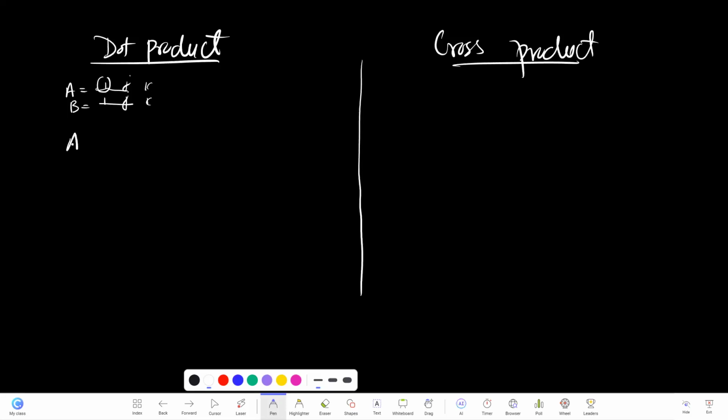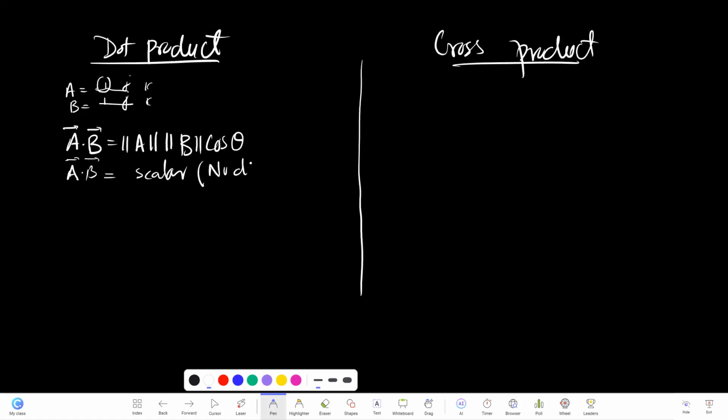And you can also write a dot b equals a magnitude, b magnitude, cosine theta. And when you solve this, you're going to get the answer. Your answer should be a scalar quantity. It means no direction. Direction is not a concern. You want to know how much. And really, what does the dot product mean?